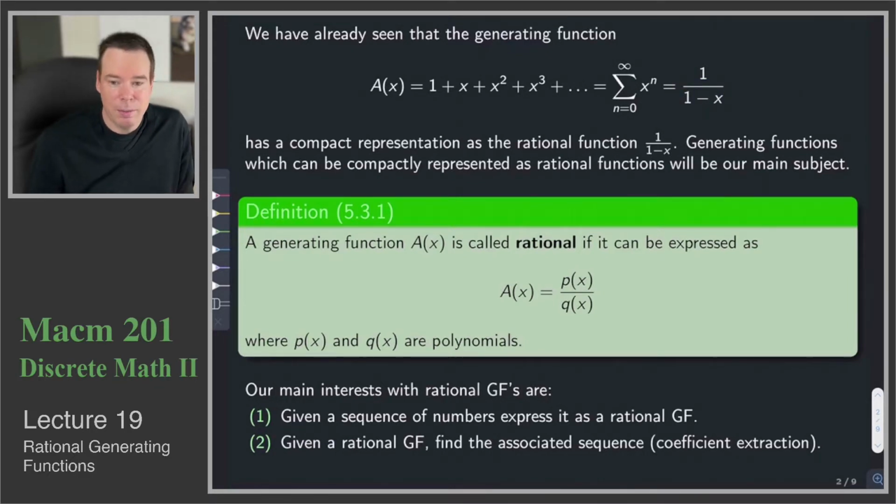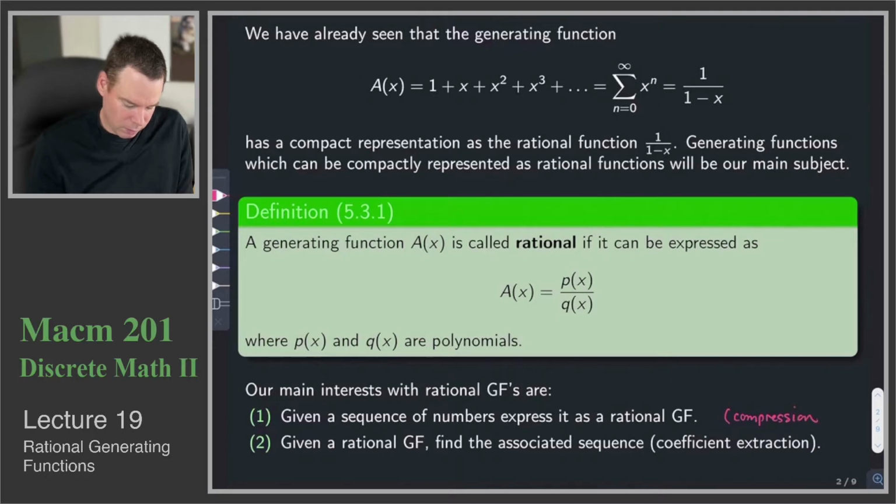Generating functions which can be represented as rational functions are going to be the main object of study for this lecture. So here's our definition. A generating function is called a rational generating function if we can write it in the form of a polynomial over another polynomial. Just a reminder, our main interest in generating functions, and in particular in rational generating functions, is the following. Given a sequence of numbers, can we express it as a rational generating function? This is this idea of compression.